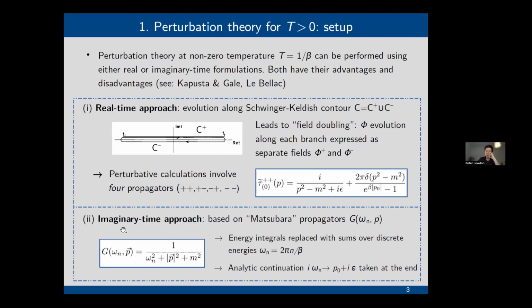So in this approach, as the name suggests, you instead work in Euclidean spacetime. So in that case, with your Euclidean propagators, the energy is discretized. You do these calculations in Euclidean spacetime, and then at the end, you do an analytic continuation in order to recover your real-time results. And it just depends on the application that you do. Sometimes the real time's easier, sometimes the imaginary time's easier, but both of these approaches are equivalent to one another.